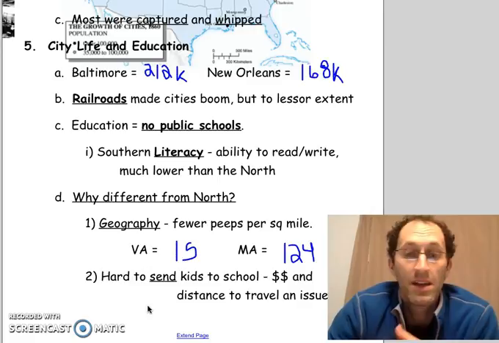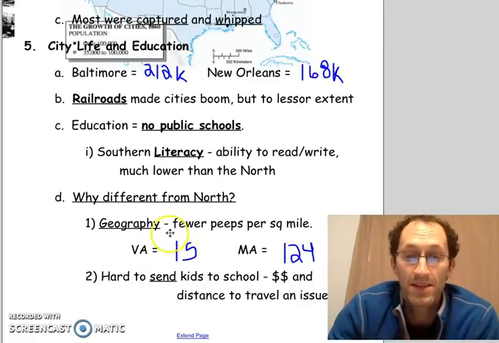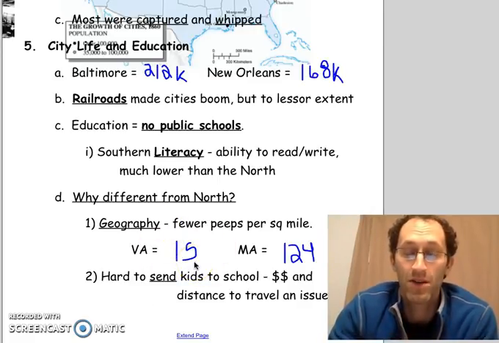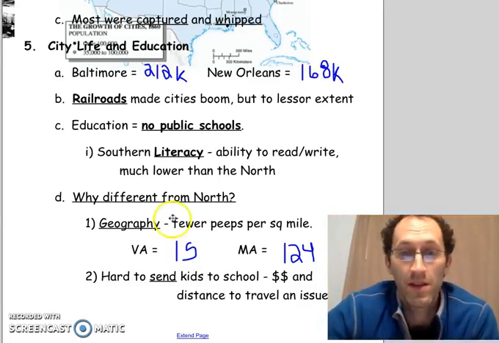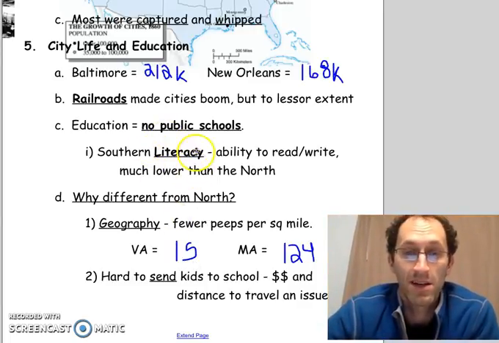In the South, with a low population density of 15 per square mile, it was highly unprofitable to have so many schools. So, like I said, one of the things that would increase the lack of literacy in the South is geography and the difficulty of sending kids to school.